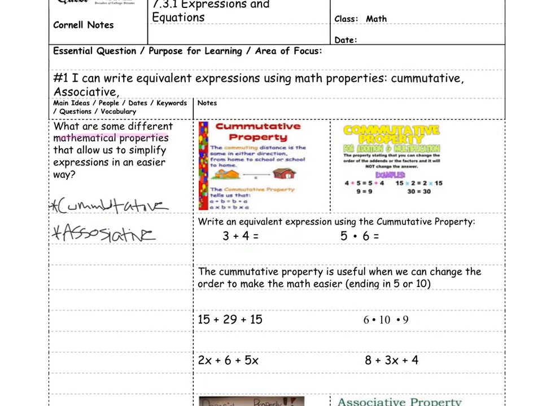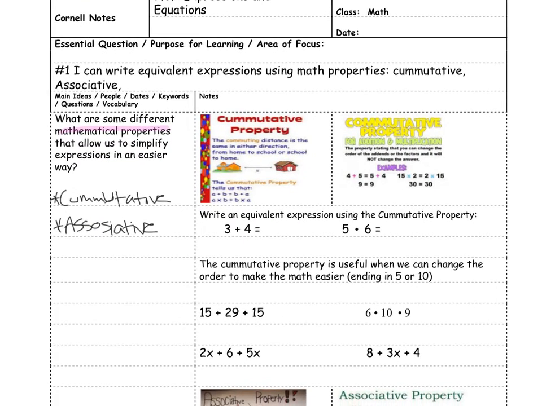This is a property that says we can go between either direction and it's going to be the same. So in this example, it says the commuting distance is the same in either direction, from home to school or school to home. So if we went from school to home, it's going to be the same as going from home to school. Or looking at it in a different way, A plus B is equal to B plus A with addition. Or with multiplication, A times B is the same as B times A.